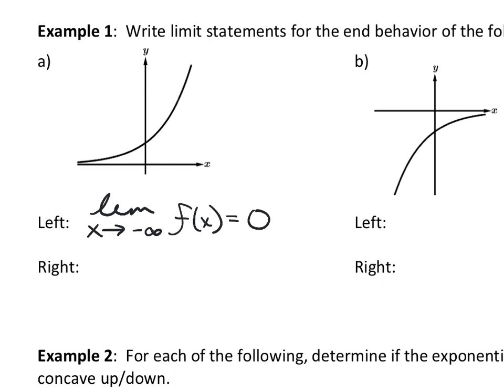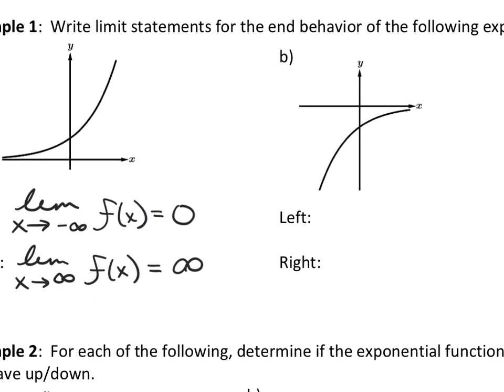What's happening on the right side? The right side would be the limit as x approaches positive infinity for this function f of x. Where are those y values going? Infinity, because they're going up. That is going to be, again, one of my exponential growth equations, because it's growing as x grows.